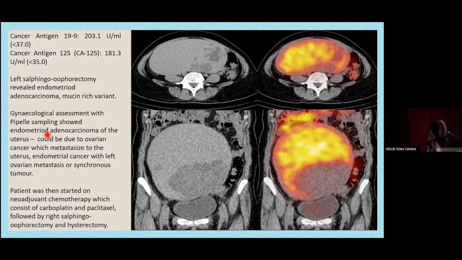And they did a sampling, so this could be ovarian cancer which metastasized to the uterus, or endometrial cancer with left ovarian metastasis, or it could be a synchronous tumor. So what happened to the patient? The patient was then started on neoadjuvant chemotherapy, which consists of carboplatin and paclitaxel, followed by right salpingo-oophorectomy and hysterectomy. So it shows how things change, and actually it helps patients a lot.